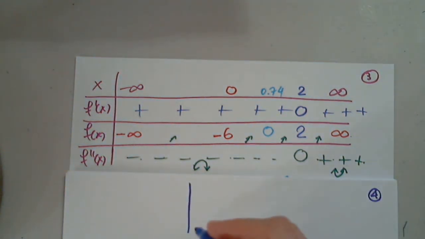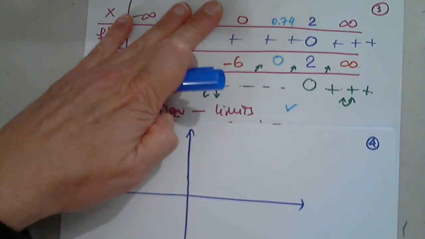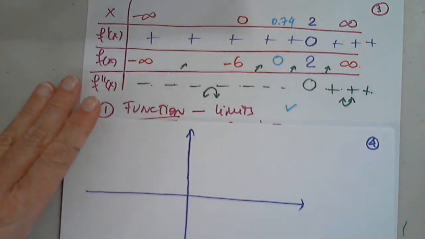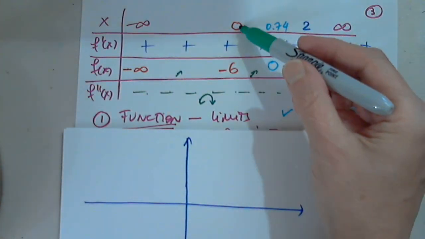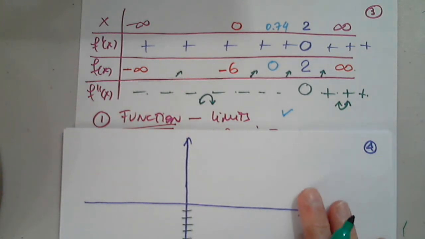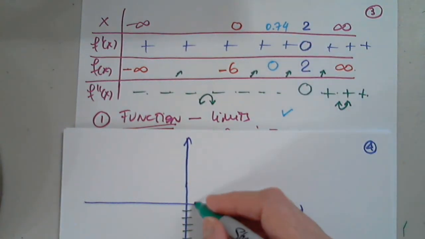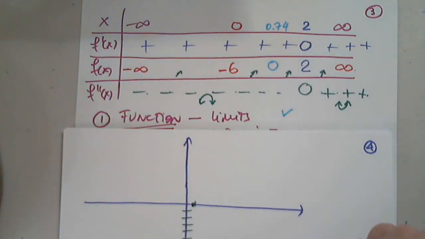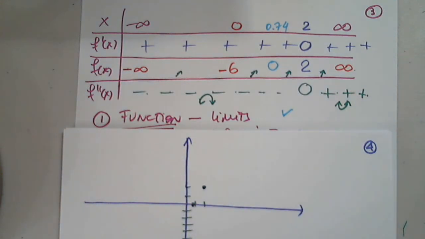So this is 4. See, here's how I start. I put the points that I have. I have the y-intercept is 0, negative 6. 1, 2, 3, 4, 5, 6. I put the 0.74, comma 0. Close to 1 right here. And I have 2 comma 2, this point right here.